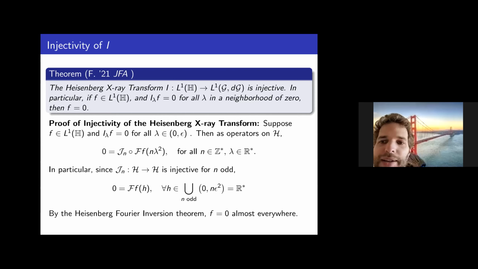So what I mean to say is, if we know that this Jn is injective for some odd integer n, then in fact we know that the Fourier transform of f at some number h is equal to 0 whenever h varies in some interval from 0 to n epsilon squared. And we take the union of all such intervals as n varies over odd integers. And this just recovers all non-zero real numbers. And so using the Heisenberg inversion theorem for the Heisenberg Fourier transform, we can see that f has to be 0 almost everywhere. So that's the main way that we use the Heisenberg Fourier slice theorem to prove this result.